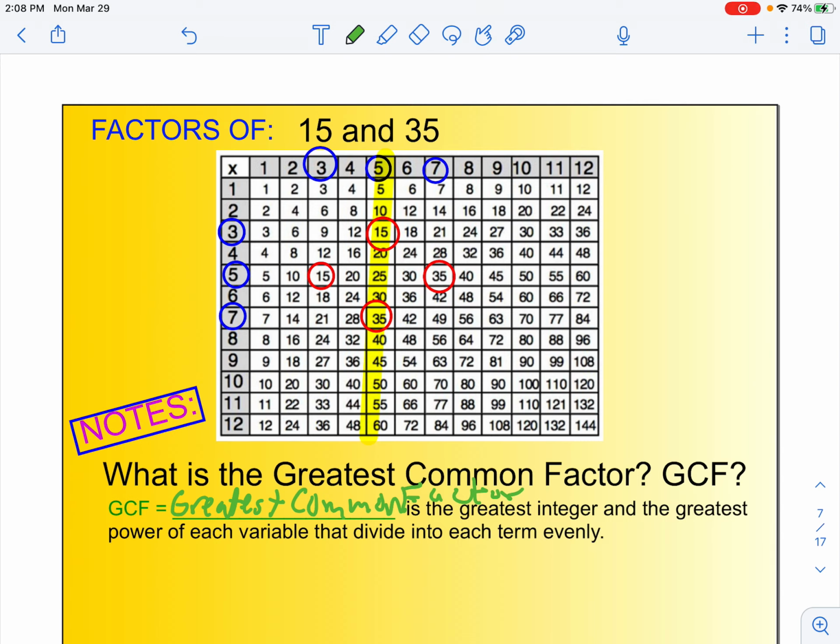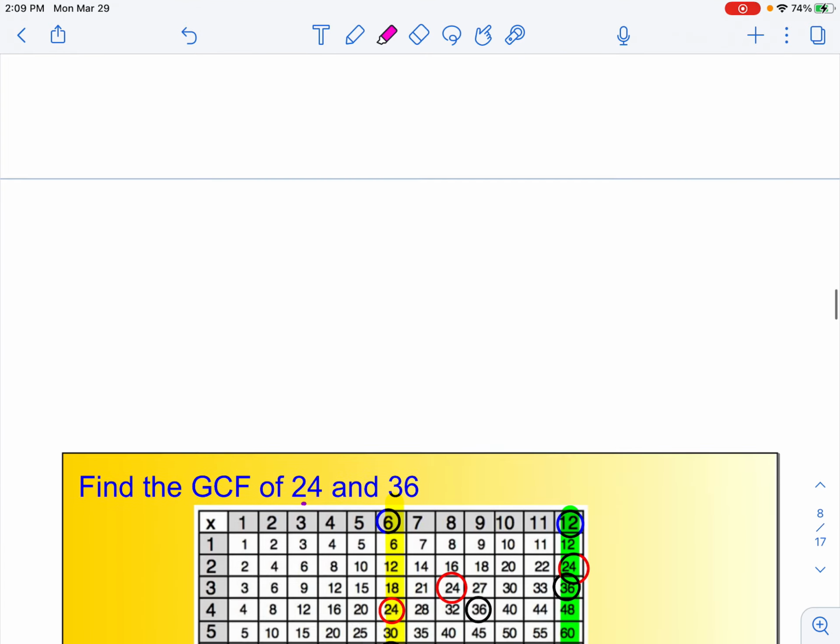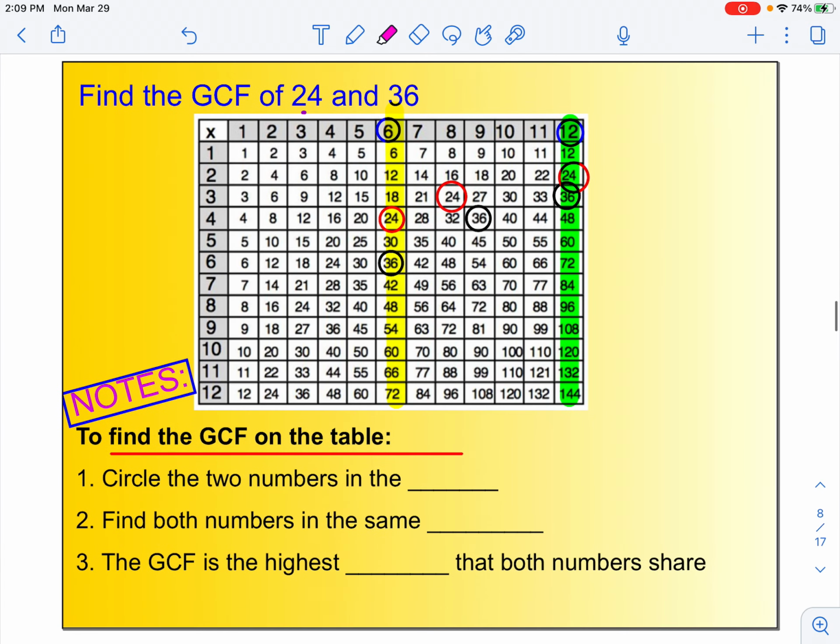So you can see what I did first was I circled all of the numbers 15 and 35 anywhere in this chart. And then what I did is I looked for the numbers 15 right here and 35 to be in the same column. And then I looked and saw that the greatest number in common is this number right here on the top. So 5. So it's just another way of looking at it. And here's some steps for doing that as well. So let's try this one.